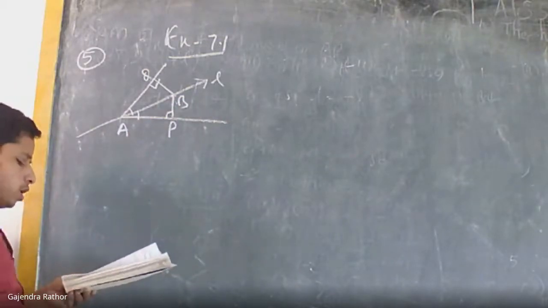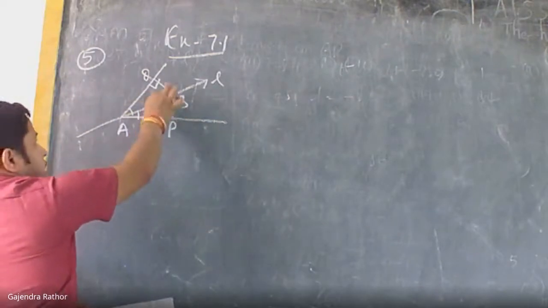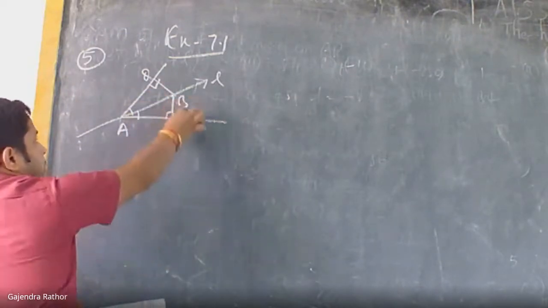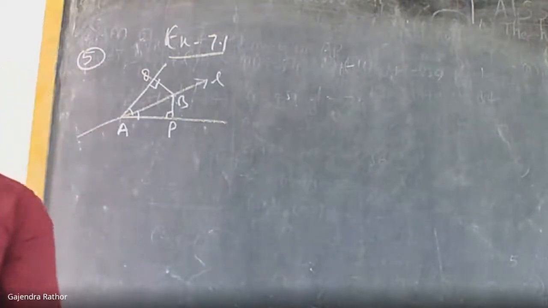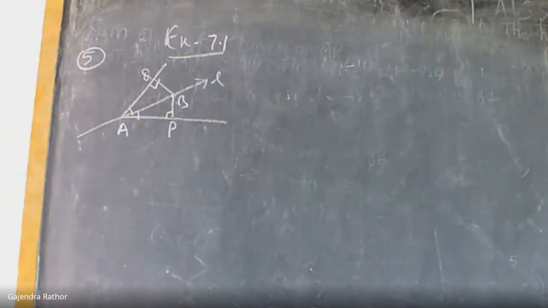Okay, we need to prove two points. First, these triangles are congruent. Second, BP is equal to BQ. These two points we have to prove. First, we will write the given data.